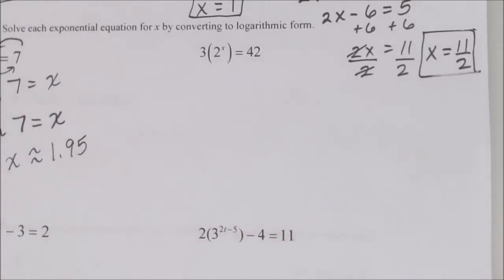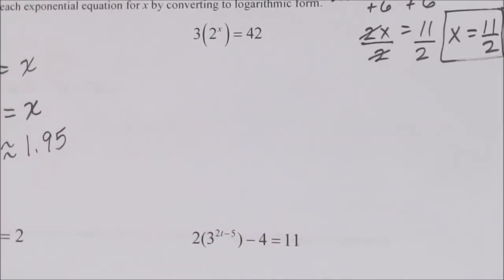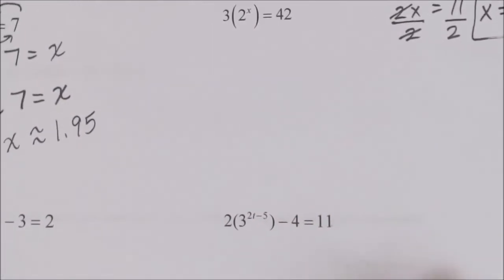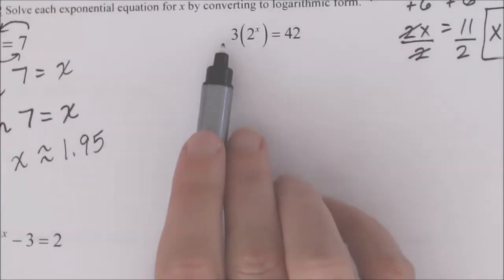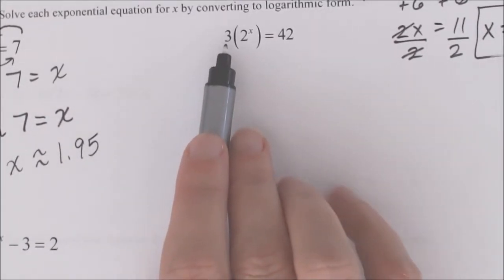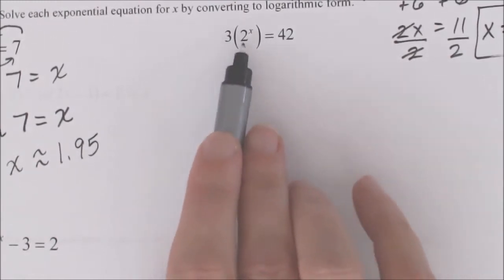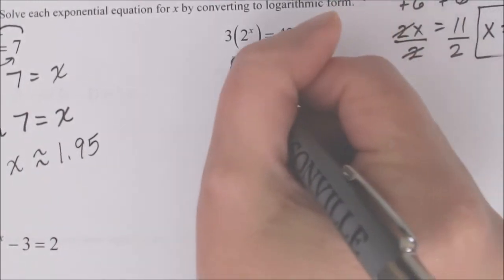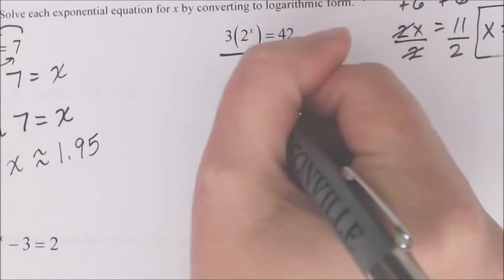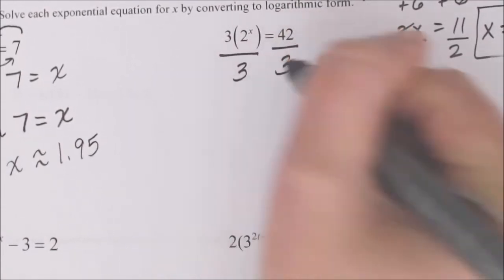Do you notice there's an extra thing happening in this equation that we haven't dealt with so far? We've got a coefficient of 3. Remember, you can't multiply 3 times 2 because of the exponent. So I have to get that 3 out of my way. The way I'm going to do that is I'm going to divide both sides by 3.